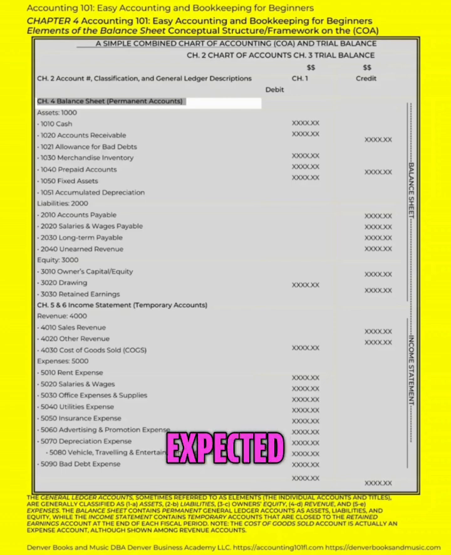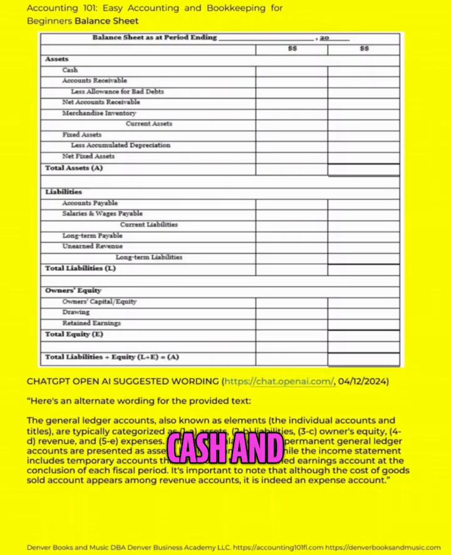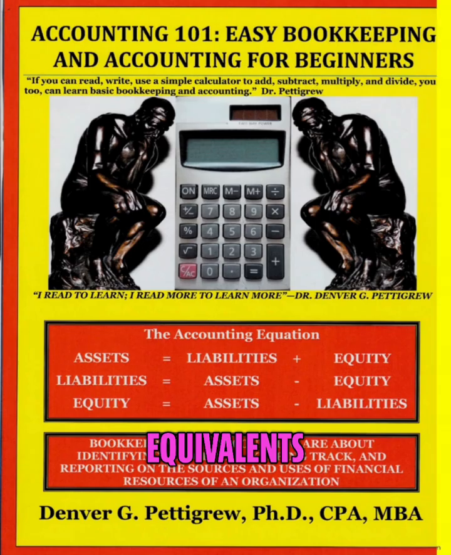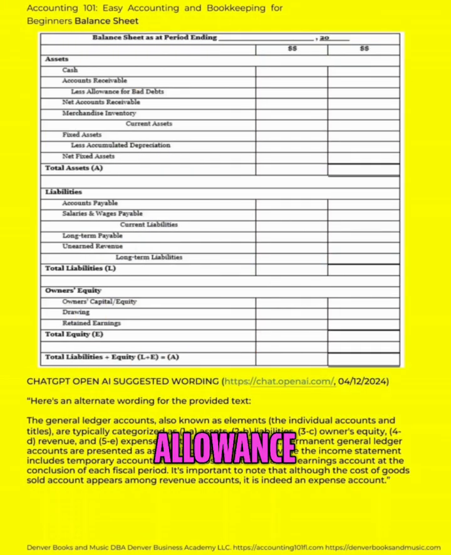Current assets are expected to be used up within the normal operating cycle of the organization, or 1 year, whichever is longer. Examples of types of current assets used by firms are cash and cash equivalents, accounts receivable, allowance for bad debts, and merchandise inventory.